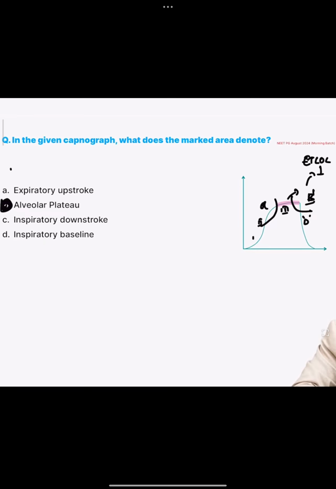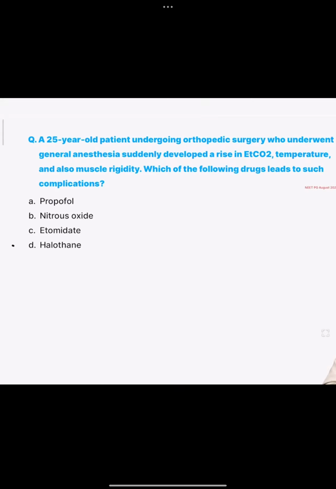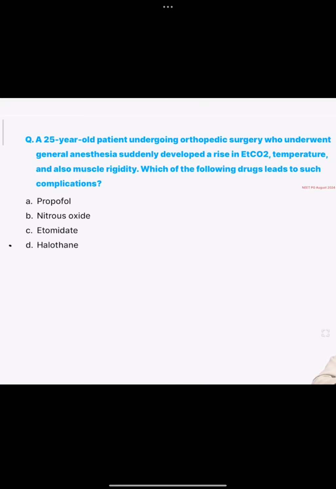Okay. Next, a 25-year-old patient undergoes orthopedic surgery under general anesthesia. Suddenly he develops a rise in EtCO2, temperature and muscle rigidity. He's giving all the clues. Which of the following drugs leads to such complications? Propofol, nitrous, etomidate or halothane. Guys, remember he's talking about malignant hyperthermia, which is usually characterized by muscle rigidity, high temperature and all the things.